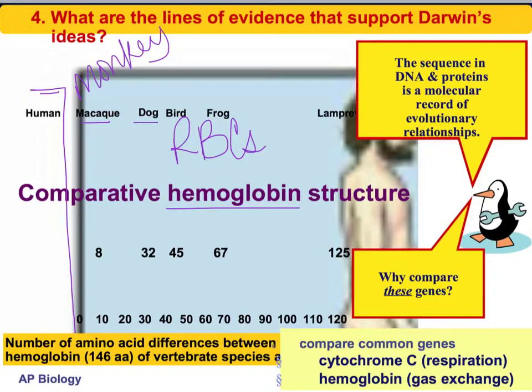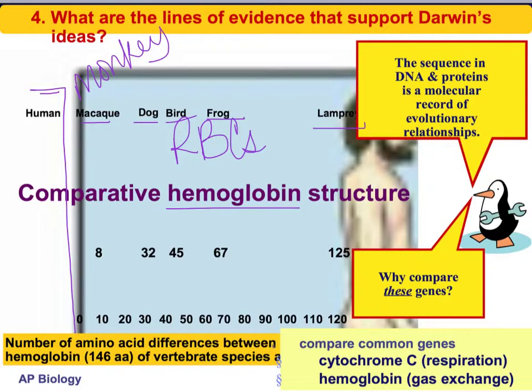A dog, a bird, a frog, and a lamprey. And I'll tell you what a lamprey is when we get down there. So we're comparing human structures of hemoglobin to the hemoglobin in these other organisms. And the thing with molecular comparison is you can't do it for every single thing. You're going to have to find a structure that is kind of universal. So anything that has blood is going to have some form of hemoglobin, so that makes it a universal structure.